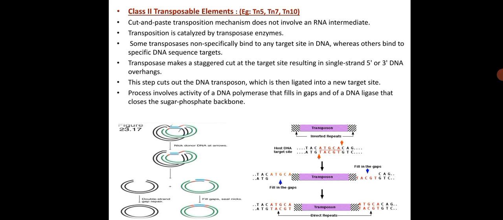Class 2 transposable elements use a cut and paste transposition mechanism that does not involve an RNA intermediate. Transposition is catalyzed by transposase enzymes. Some transposases non-specifically bind to any target site in DNA, whereas others bind to specific DNA sequence targets. Transposase makes a staggered cut at the target site, resulting in single-stranded 5' or 3' DNA overhangs. This step cuts out the DNA transposon, which is then ligated into a new target site. The process involves the activity of a DNA polymerase that fills in gaps and of a DNA ligase that closes the sugar phosphate backbone.